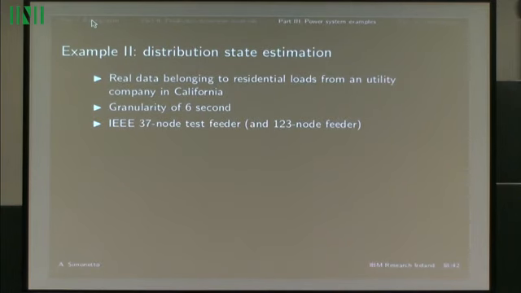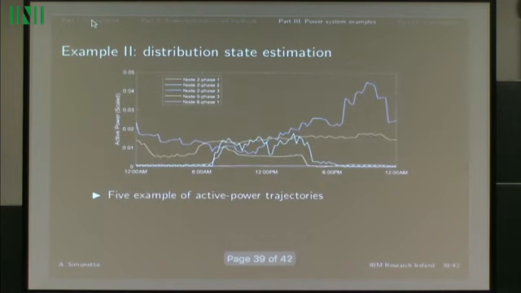So we tested on real data. This comes from somewhere else, with 6 seconds of granularity. We tested on a 37-node test feeder and also on 123, although I'm only showing the 37 results here in the interest of time. And these are 5 examples of different power trajectories. So you see how they are fluctuating. This is just to show that I'm not taking just constant values and pretending that I'm looking at time-varying things.